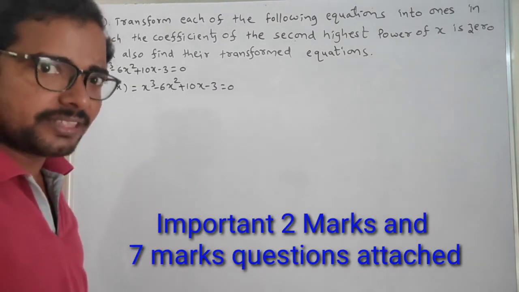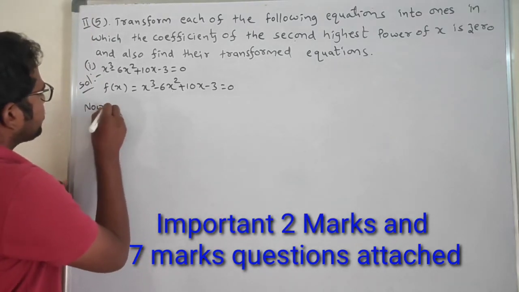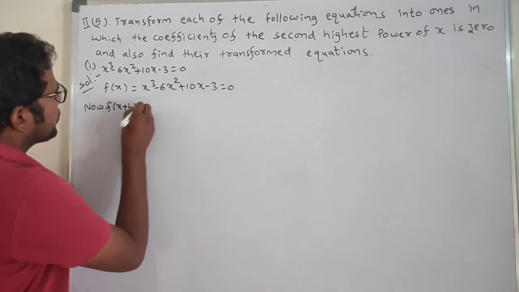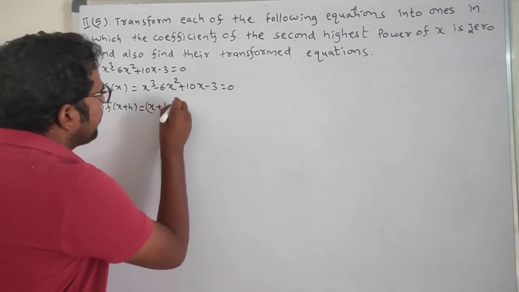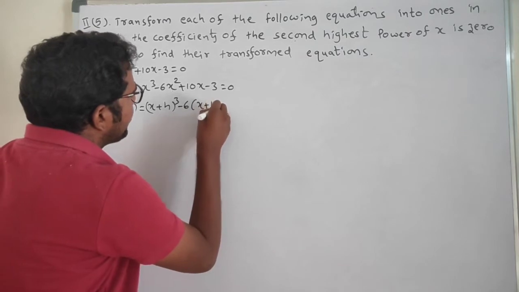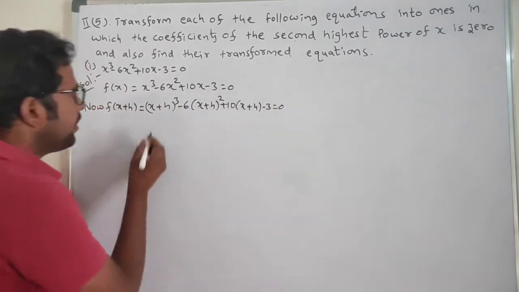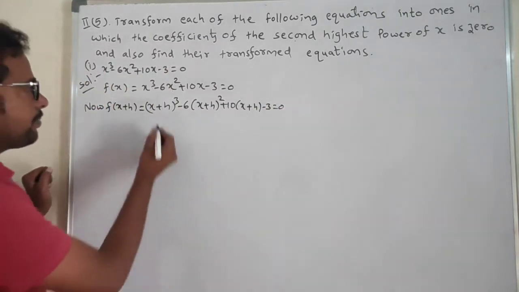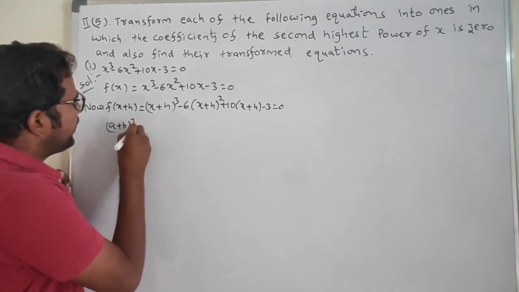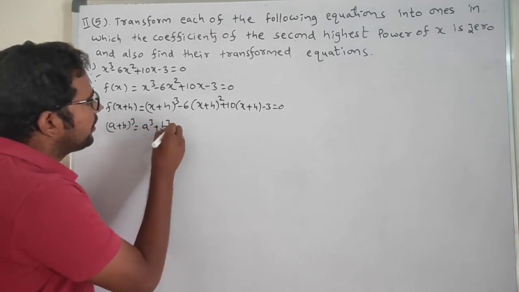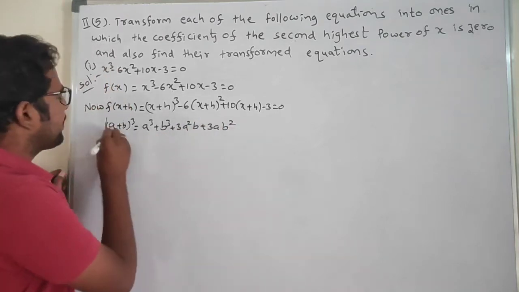Now we take the transformed equation, that is f of x plus h. Substitute x equals x plus h: (x plus h) whole power 3 minus 6 into (x plus h) whole square plus 10 into (x plus h) minus 3 equals 0. It is in the form of the (a plus b) whole cube formula. What is the (a plus b) whole cube formula? (a plus b) whole cube is equal to a cube plus b cube plus 3a square b plus 3ab square.